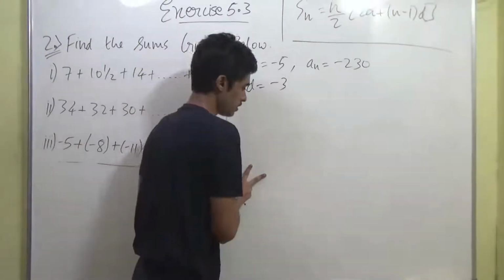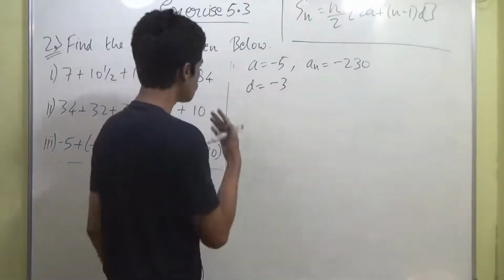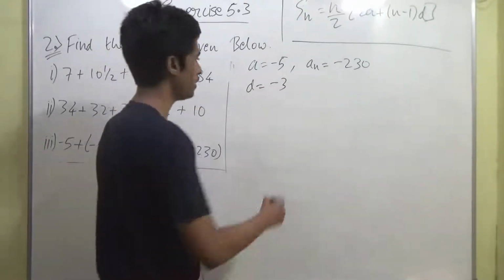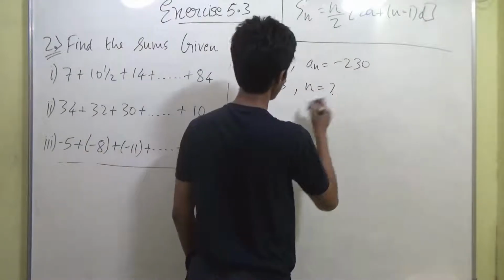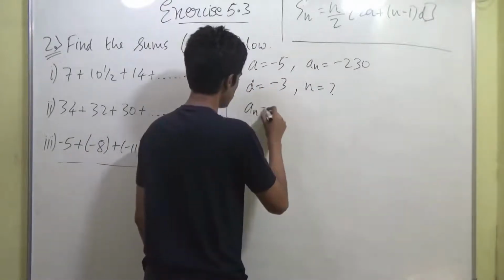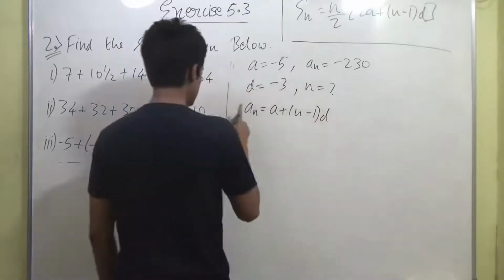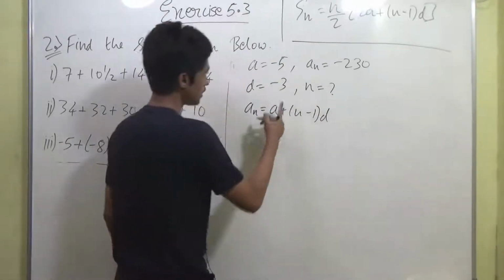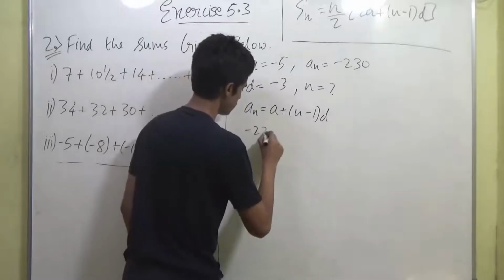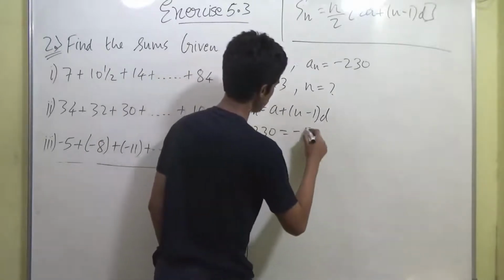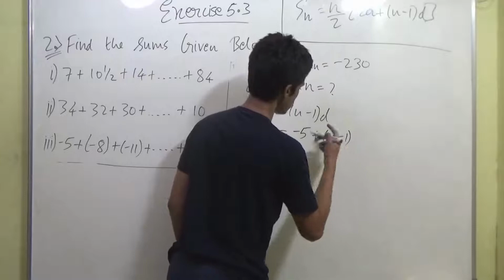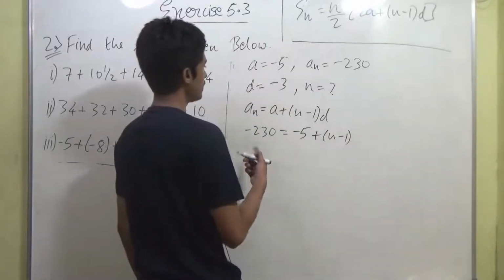So first let us find the number of terms in this AP, guys, that is n. Using the a of n formula, let's find n. A of n equal to a plus (n minus 1) into d. Applying this formula, here a of n will become equal to minus 230, right? Minus 230 equal to a, which is minus 5, plus n, which is something you want to find now, and d is minus 3.